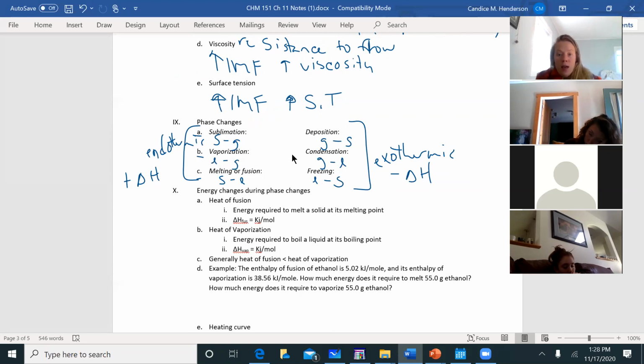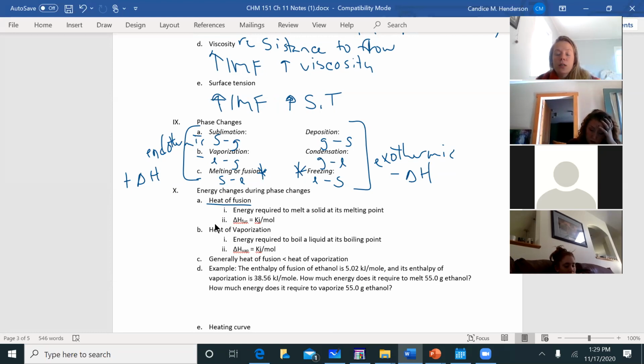So at any of these phases or phase changes, we are actually going to release or absorb a very specific amount of energy. So the heat of fusion, and there's a bunch of these, but the heat of fusion is the energy required to melt a solid at its melting point. So right here. But also, this number also applies here. We just have to flip the sign.